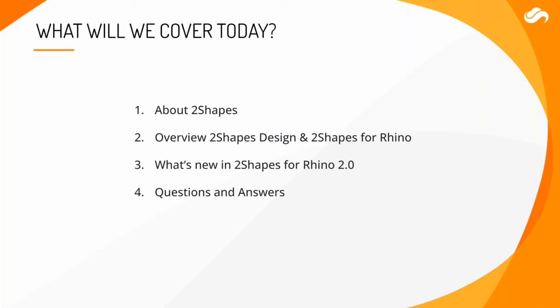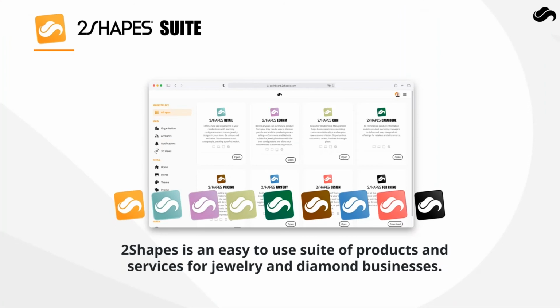Basically 2Shapes is a suite of products and services for jewelry and diamond businesses. It is for design. We have 2 products for design that we will see in a few minutes. But we also have 2Shapes e-commerce to create e-commerce, 2Shapes retail for retail, catalog to design all your catalog, factory for production. We have 9 products to cover all the requirements of the jewelry business.